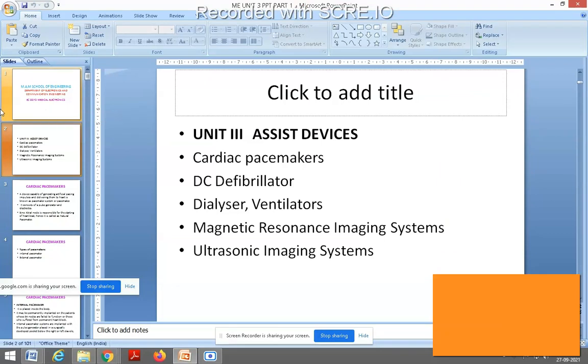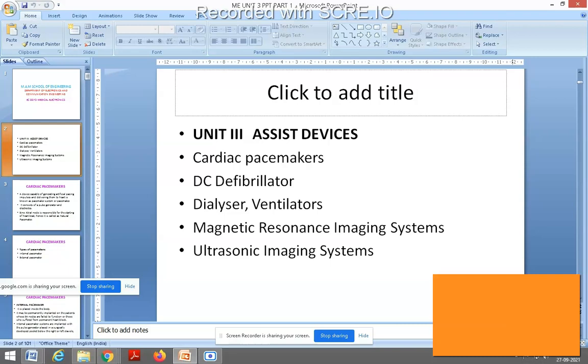Okay, third unit, assist device. So an assist device is nothing but an electronic device which is going to assist your organ in performing. When your organ fails to perform or function, at that time you will be replacing or assisting the work by inserting the electronic device, that is said to be an assist device.